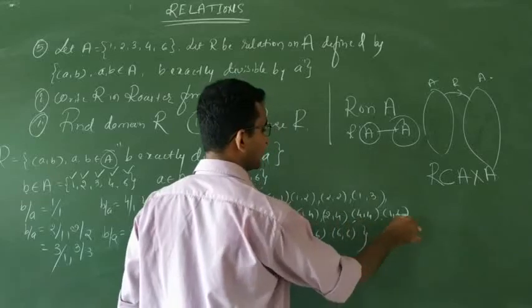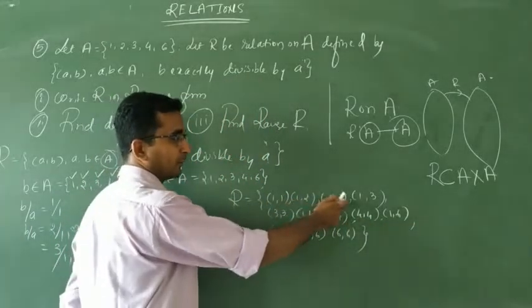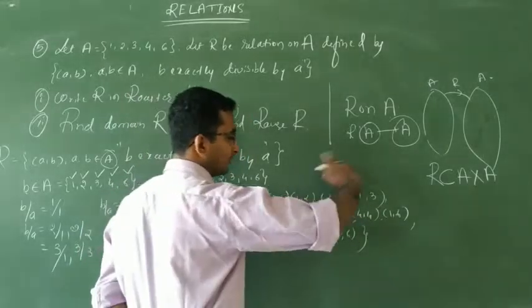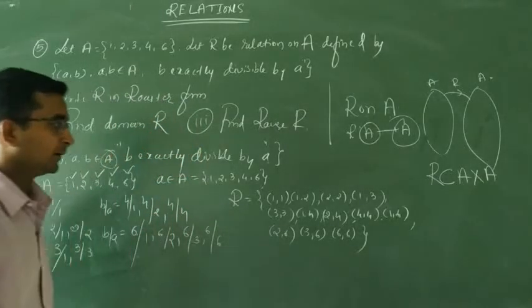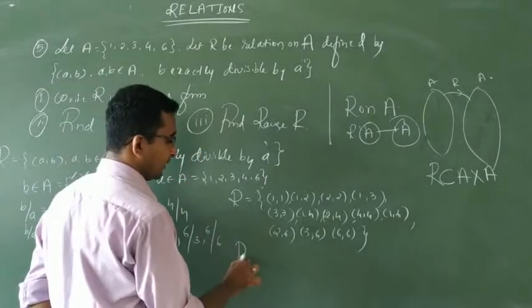Here, each and every element is covered: 1 is divisible by 1, 2 is divisible by 1, 2 is exactly divisible by 2, 3 is exactly divisible by 1. So each and every element should be done here. Okay, next we are going to write down the domain of R.